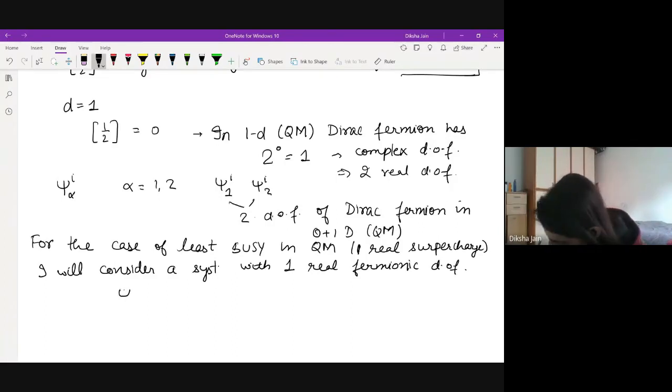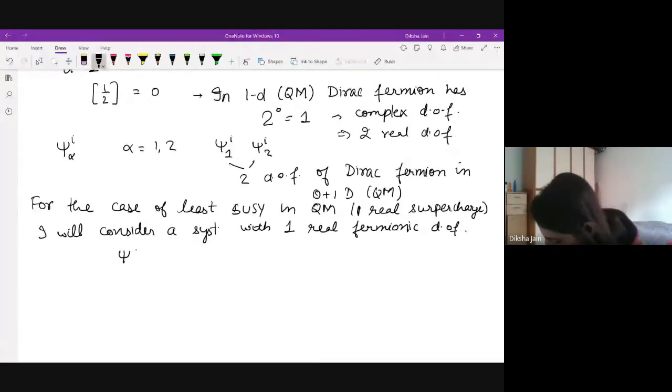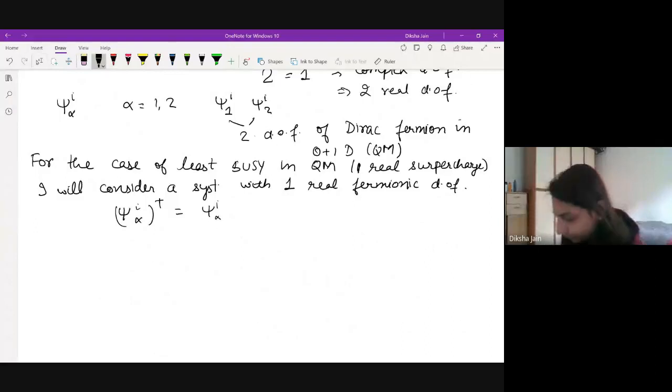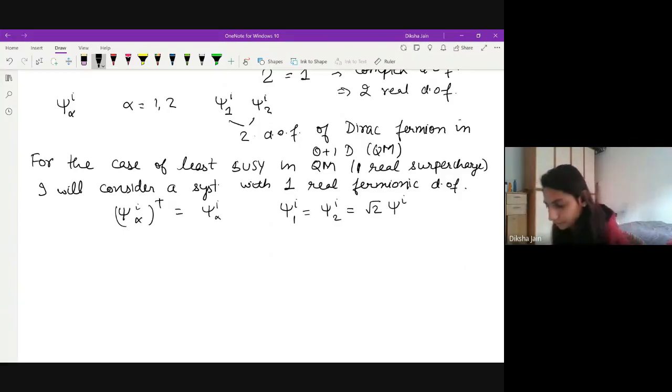So I will demand that my psi I alpha is real. So psi I alpha dagger, which Shivankara was saying should be there in the Lagrangian, I demand it to be psi I alpha. In other words, my psi I1 is equal to psi I2, which I'm basically writing as square root of 2 psi I. I will not write the spinor indices alpha, 1 and 2 from now on. This condition is called the Majorana condition. So now I am taking a Majorana fermion.